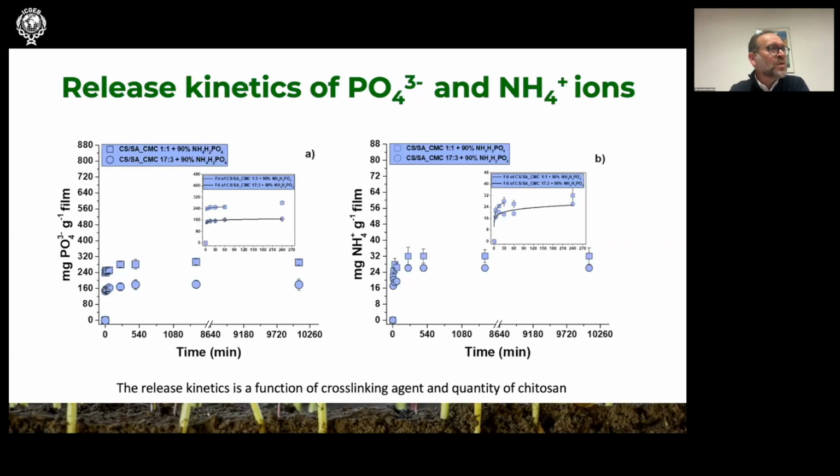And this was not a nice feedback, because we hoped that the release of ammonium and phosphorus would be gradual, to allow the crop to take up these nutrients. But the first attempt that we did was not so nice because, as I said, ammonium and phosphorus were released very, very fast.